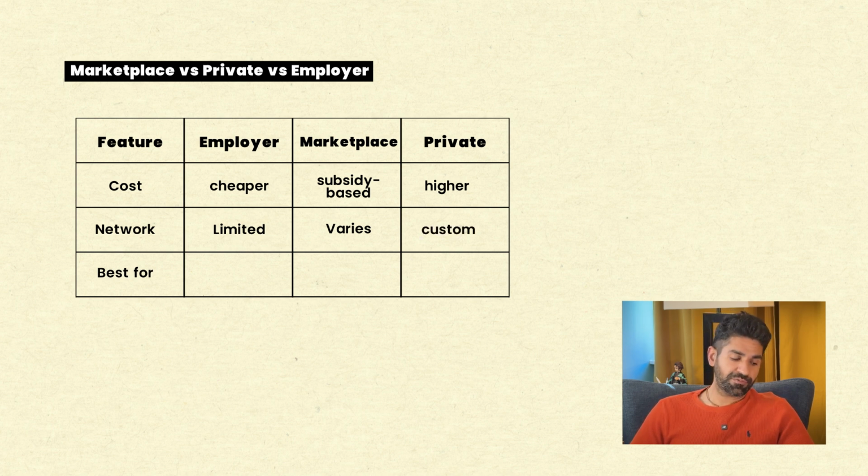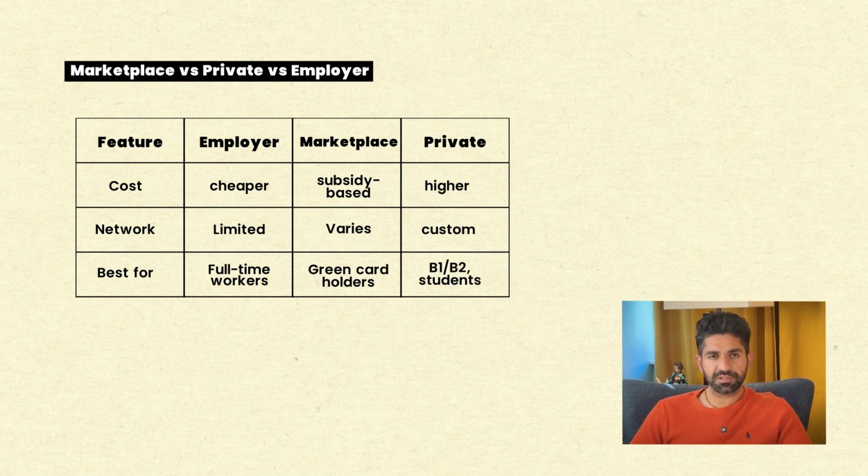Okay, what is it best for? If you are an employee, then full-time workers always opt for employer-based insurance. If you are a green card holder, then basically you go for marketplaces. And if you are a student, like B1 B2 who are travelers as well as students, they go for third party insurance, usually provided by the school. So that's how it goes.